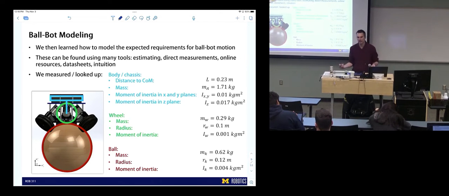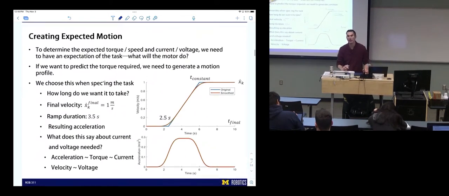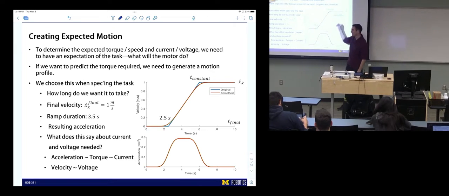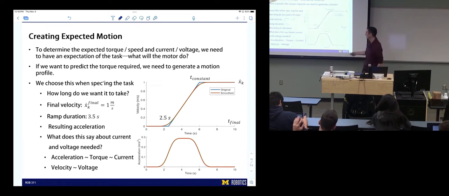So we started talking about the ballbot and its setup a little earlier, and then we created some expected motion profile. When you're designing a robot, you have a task you want it to do, you might be given some information about that task, its requirements, velocity, or acceleration, or you might have to make that up. And that's what we did. We made an educated guess based on what we want the system to do. We want it to go about 1 meter per second, and we want that to take a certain amount of time, so we have some velocity, constant acceleration, and then we map this into current and voltage.